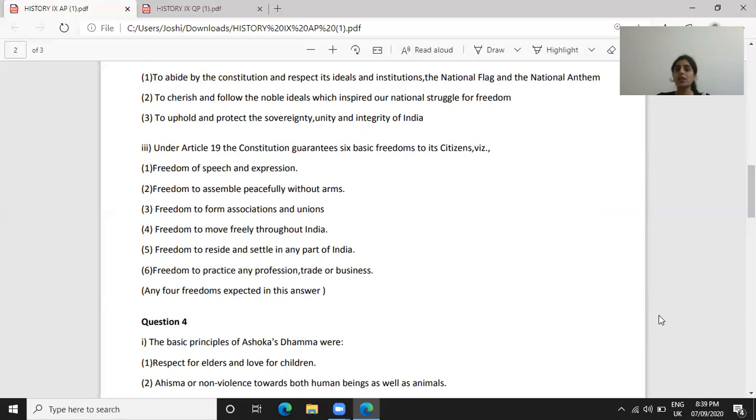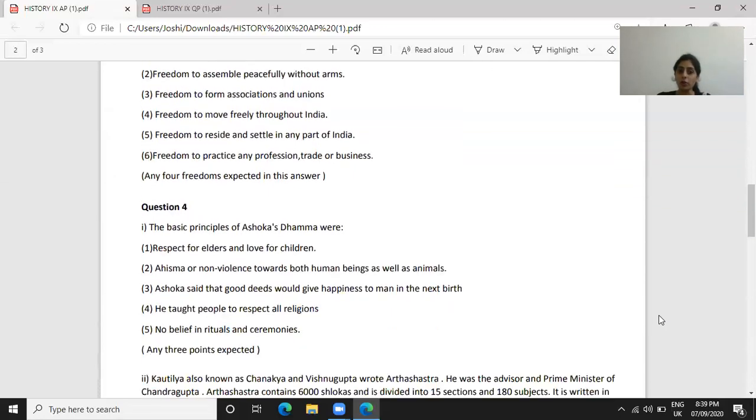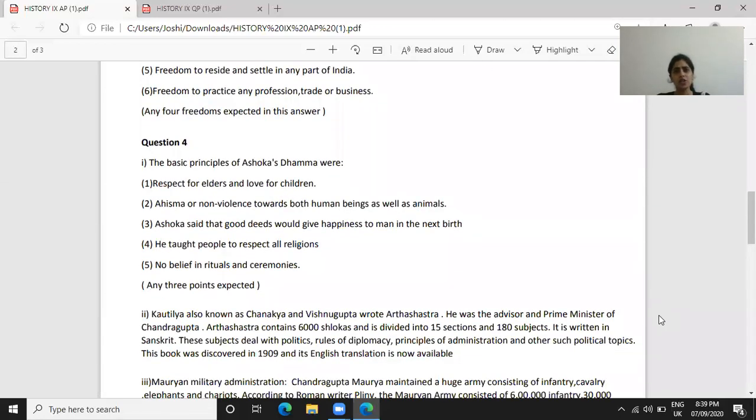You have to mention any 4 freedoms as expected in this answer. If the 4 points or the 4 freedoms are correct, give yourself 4 on 4. Going to question number 4. Again, the structured answers based on history.